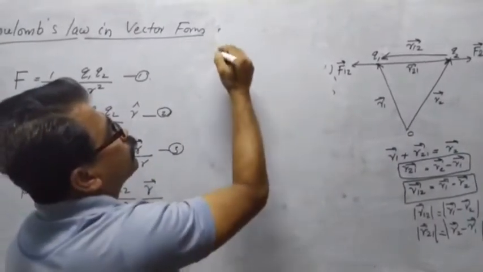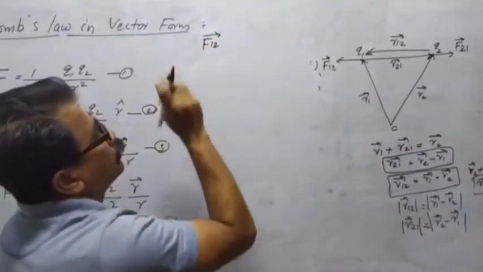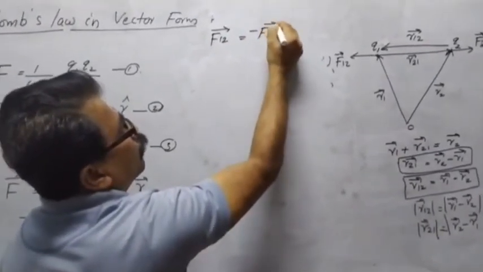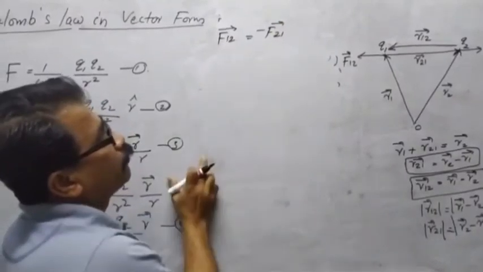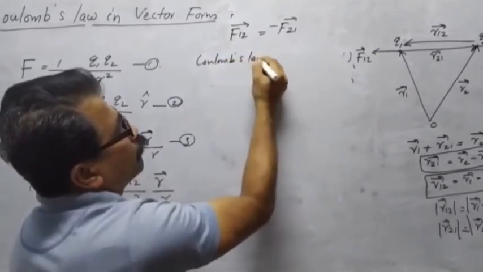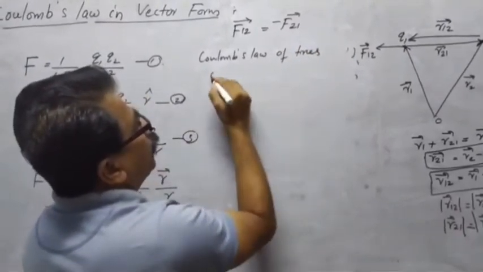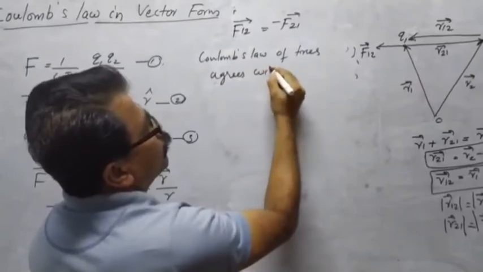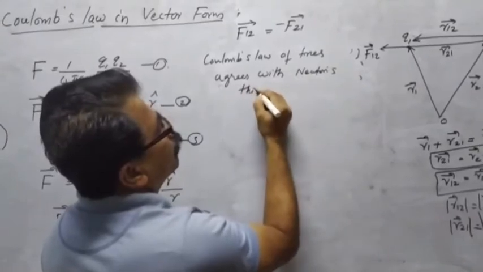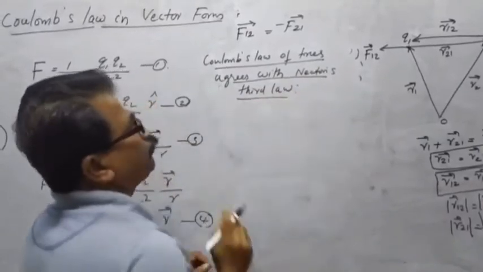So, you see that from the above descriptions, F12 is equal to minus F21. So what does that mean? It means that Coulomb's law of forces agrees with Newton's third law. Okay, it's a very important point.